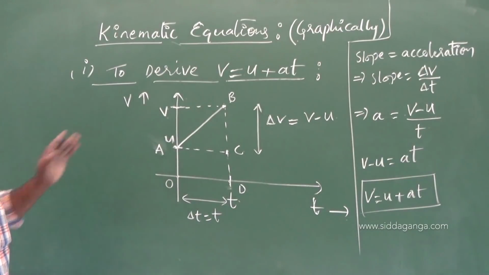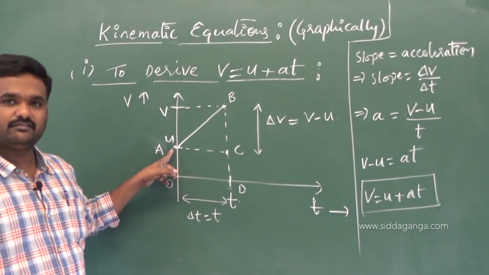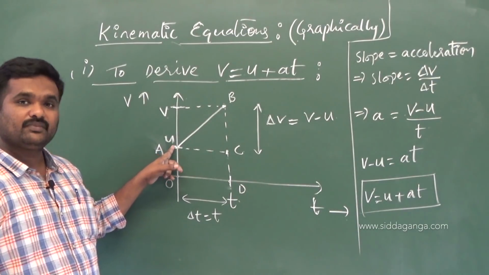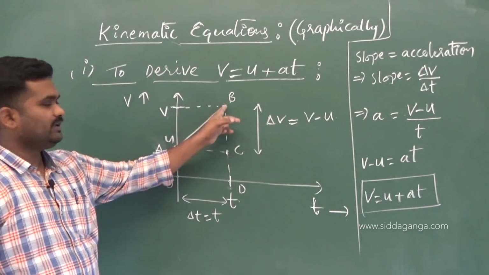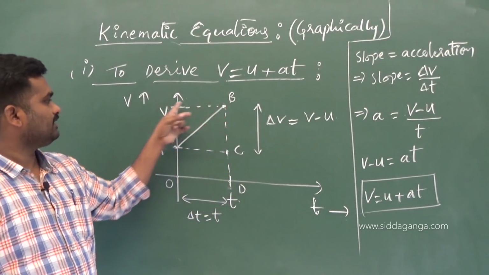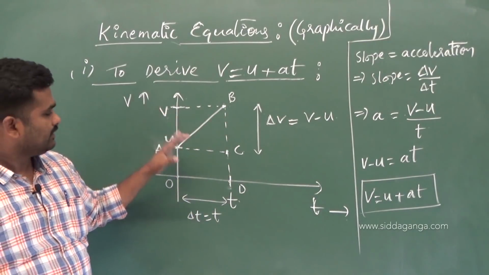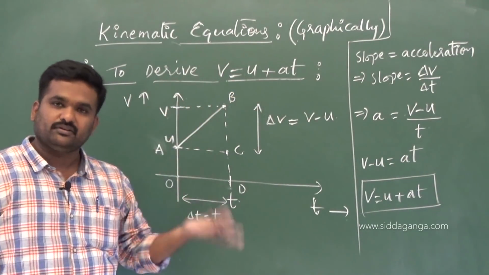See, once again I will recall. I have considered initially a body starting with velocity u and moved with uniform acceleration a from point A to B for a time of t seconds, in which it attained a velocity of v. Okay. So from this we are going to find this relation v equals u plus at. We have to derive that equation.